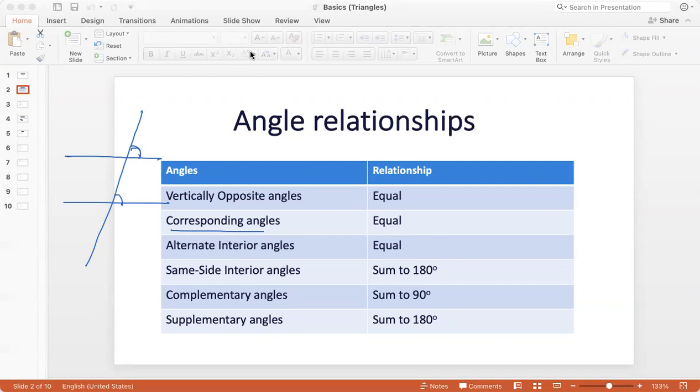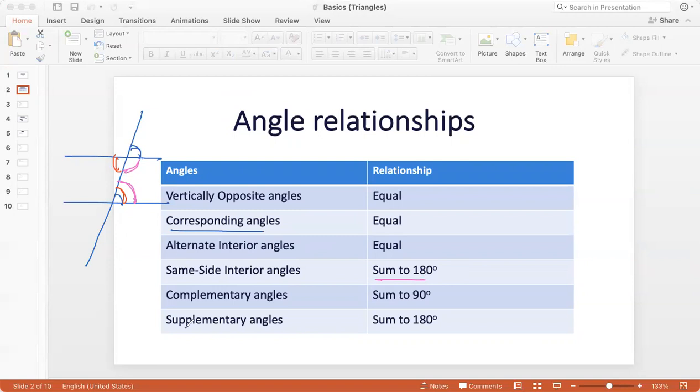What about alternate interior angles? This angle and this angle are called alternate interior angles, and they are also equal. What about same side interior angles? This angle and this angle are called same side interior angles, and they sum to 180 degrees. So these are some of the properties of angles around parallel lines that you need to know.